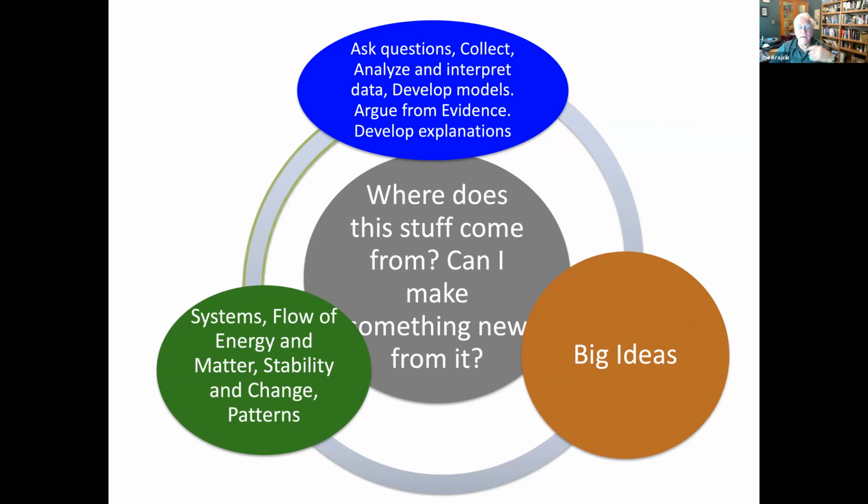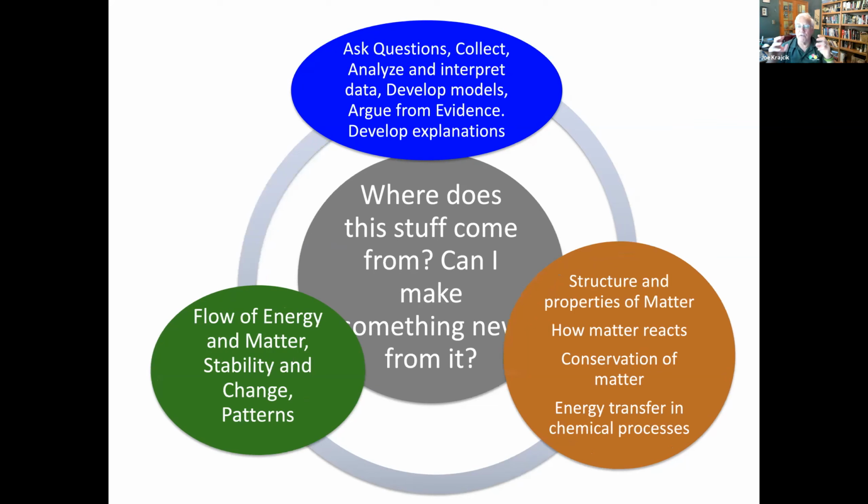In order to do that, we had to use some cross-cutting concepts. The flow of energy and matter, that was the notion of it becoming colder or hotter, stability and change. I did have this all involved in the system. I really didn't talk about it. So we used some cross-cutting concepts, and then I also had to use some disciplinary ideas. In this case, it was the structure and properties of matter, how matter reacts, conservation of matter, energy transfer, and chemical processes.